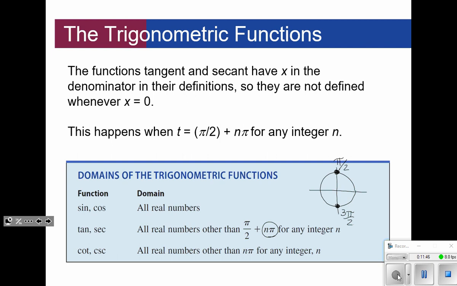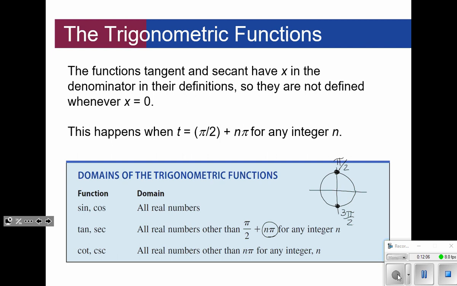So at both of these points, remember your x-coordinate is 0, so that affects your cosine and therefore your tangent. Okay, so those are undefined there for the secant and tangent. And this one, cotangent and cosecant, okay? This is all real numbers other than n times pi.